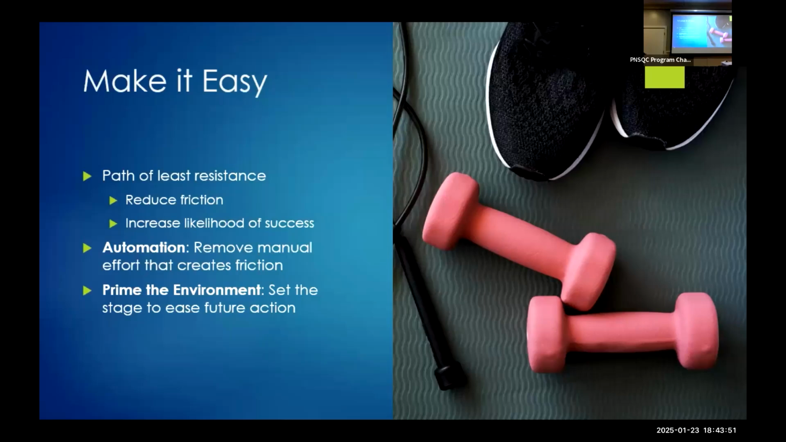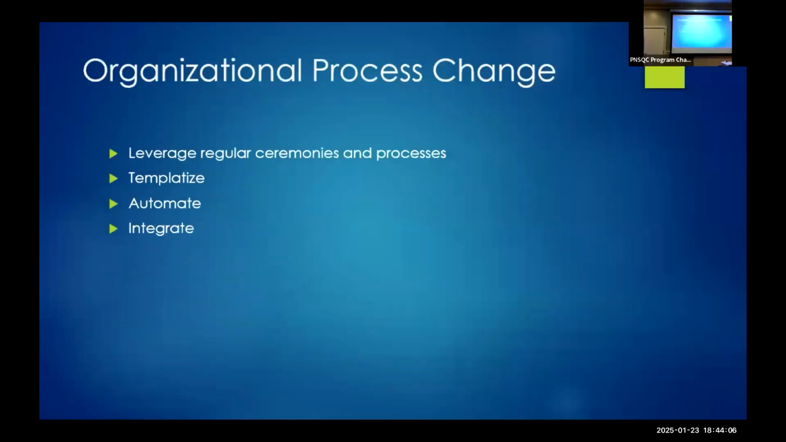So I've got an image here of running gear, workout gear, right? You want to start a new workout habit, put that stuff right by the door, ready to go, so that it's set up the night before you get up. So first thing in the morning, you've got all your gear, no excuses. Okay, so how does this apply to organizational process change?